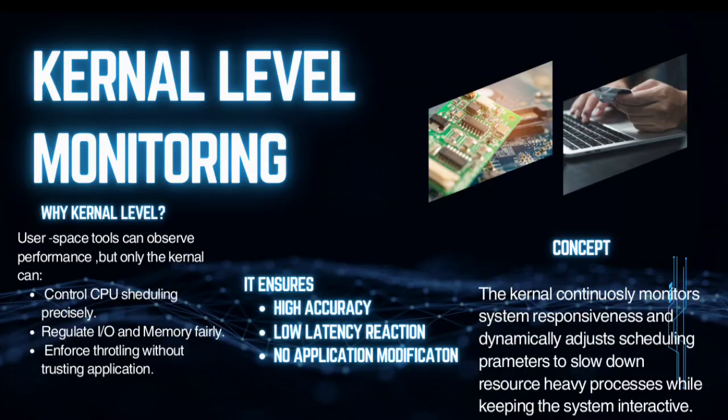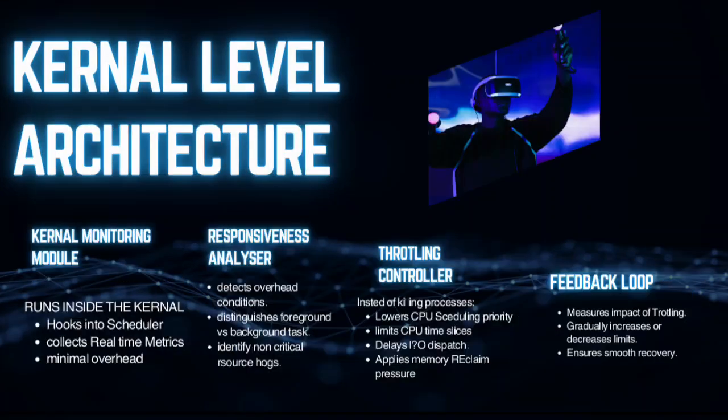Now, the concept here is that the kernel continuously monitors system responsiveness and dynamically adjusts scheduling parameters to slow down resource-heavy processes while keeping the system interactive. And now let us look at the kernel level architecture. The kernel monitoring module runs inside the kernel and hooks into the scheduler. The second point is it collects real-time metrics, and the third one is minimal overhead.